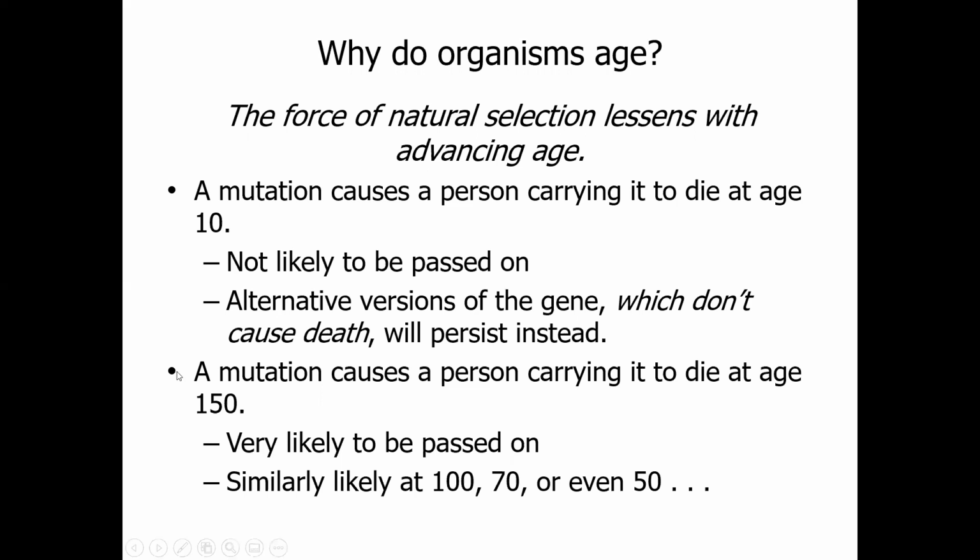On the other hand, though, mutations that cause individuals to die at something like 150 or even 50, 70 or so on are much more likely to be passed on, because that is way past the age of reproductive output and sexual maturity. Most likely those individuals have had children, and those children would have inherited whatever genes ultimately led to the death of the person at a higher age past sexual maturity.